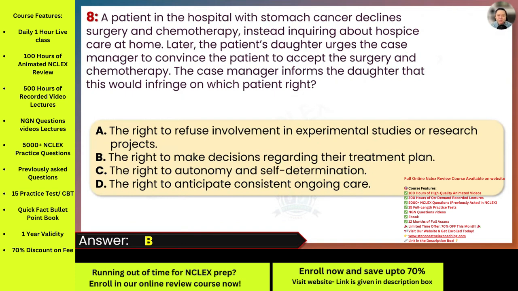So you have to ask yourself, who has the final say in the treatment? Of course, the patient. And if you ask, is this a research related situation? No. So you eliminate that option. And if you ask, is this about treatment decisions or is this long-term care? You have to choose the treatment decision, which is the now. Okay. So I hope that you're going to consider all those concepts.